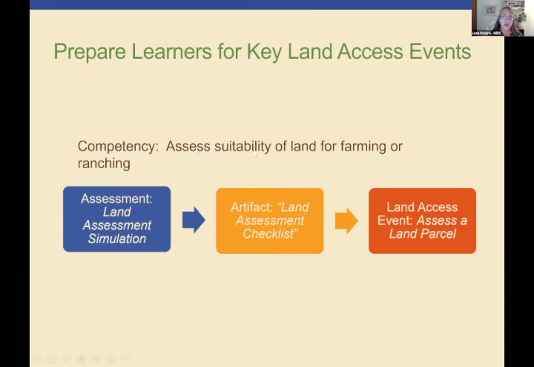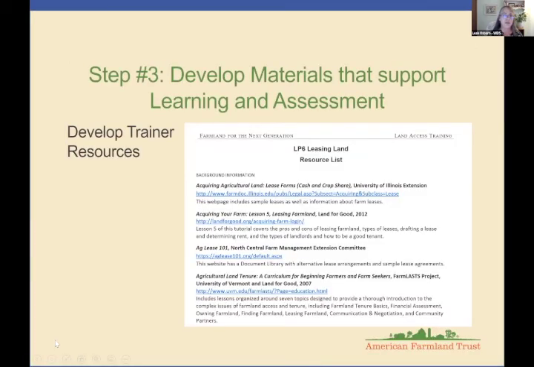Another competency, assess suitability of land for farming and ranching. The assessment is a land assessment simulation, hopefully, either on site somewhere or in some other way. The artifact is a land assessment checklist, again, a useful tool that they can use to perform the assessment or the simulation, but also can walk out the door with, and it prepares them to actually assess a land parcel in real life, okay? So we're trying to make that connection to real life.